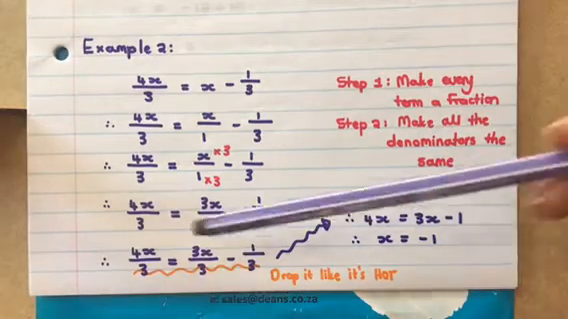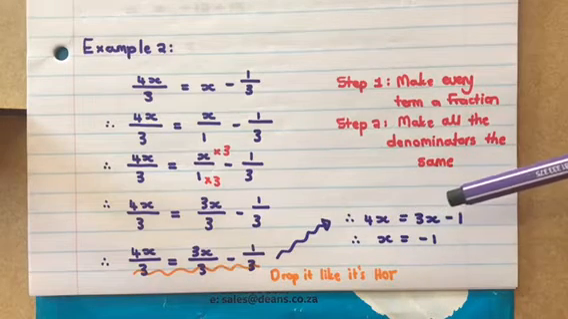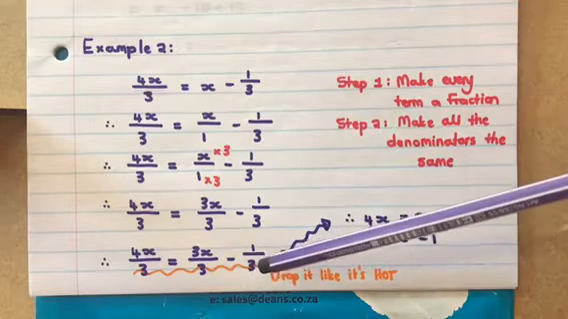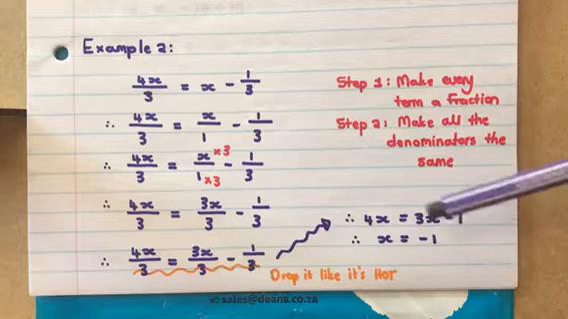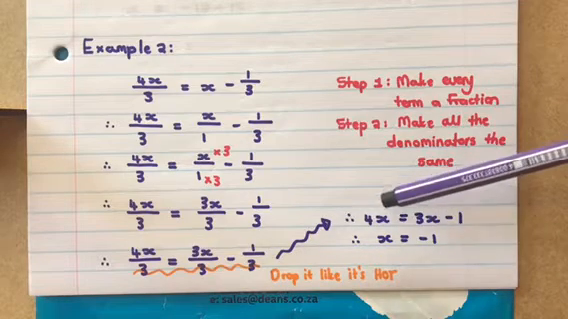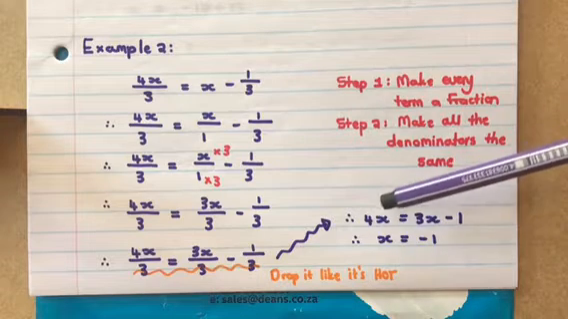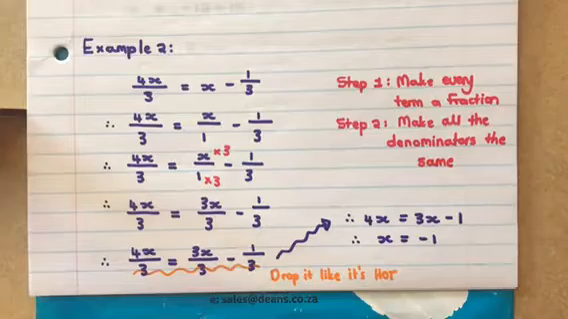So if you carry on here, 4x is equal to 3x minus 1. So we only write the top ones left. That is why we want to get common denominators, so that we can drop it like it's hot. And then you can get 4x. If you bring this 3x over, it becomes a minus 3x. So 4x minus 3x becomes x is equal to negative 1. Okay, I hope that makes sense.